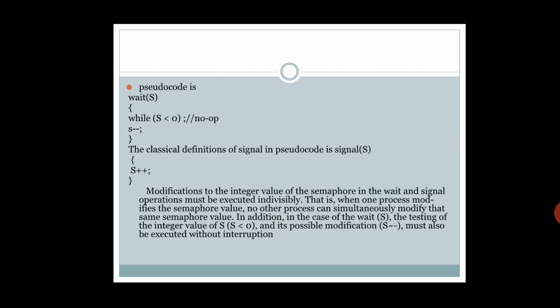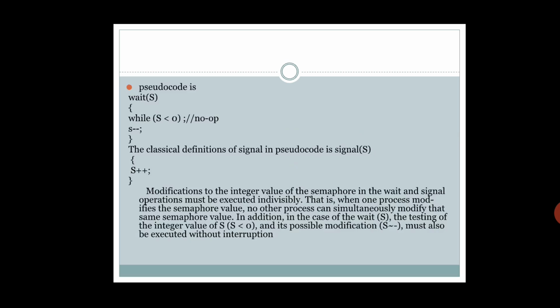So this is the thing. Now you can see the pseudo code. So it is nothing but wait of S. Wait of semaphore S, and S is nothing but the semaphore, isn't it? Inside the wait, you have one while loop where S is less than or equal to 0. If that is the case, then you should be going for S minus minus.